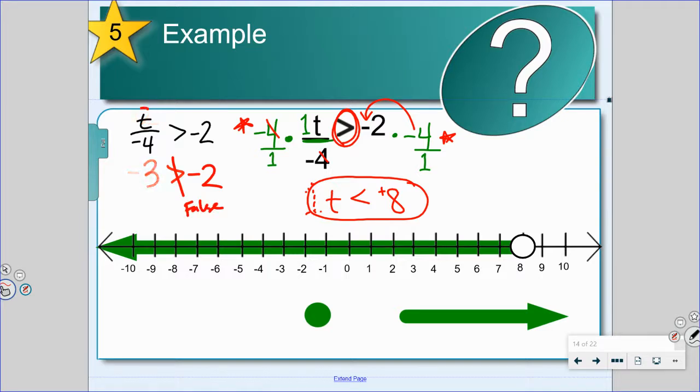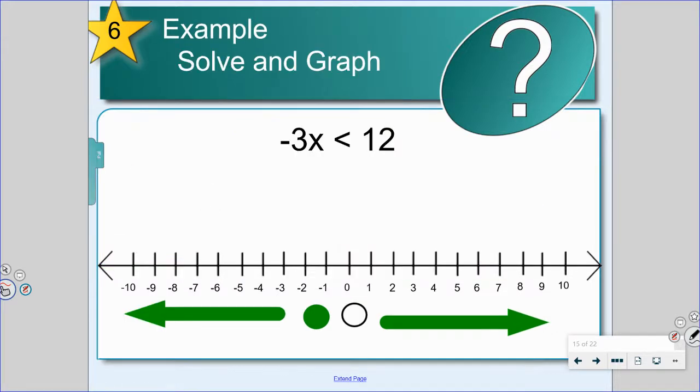And of course, you could try 8. 8 divided by negative 4 is negative 2. Is negative 2 greater than negative 2? No, it is not. Thus, we do not fill in the circle. All right, a couple more examples here.